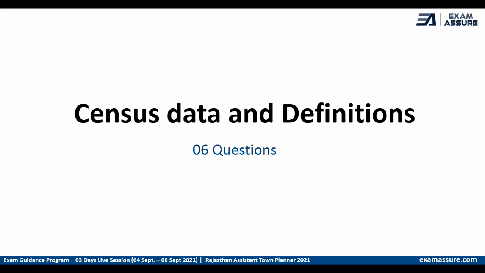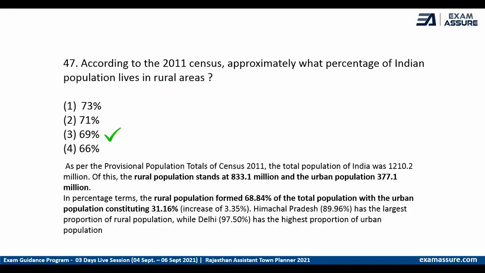Now, census data and definitions. According to the 2011 census, approximately what percentage of the Indian population lives in rural areas? Again, middle two, and this you need to know. If you do not know, then it might not be the right thing to attempt it. But if you have fewer questions attempted, then you can attempt this and select one of these. 69 is the correct answer. 69% is under rural areas.